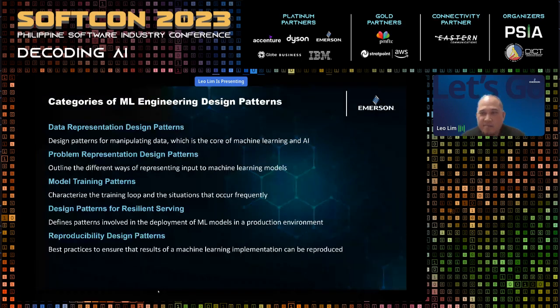There's also design patterns for resilient serving. I mentioned earlier, serving is really just a term for deploying your models. So how do you make sure that you are efficient in deploying them to a production environment? There are patterns for that as well.